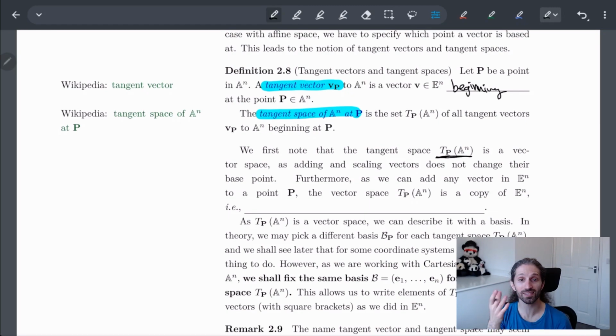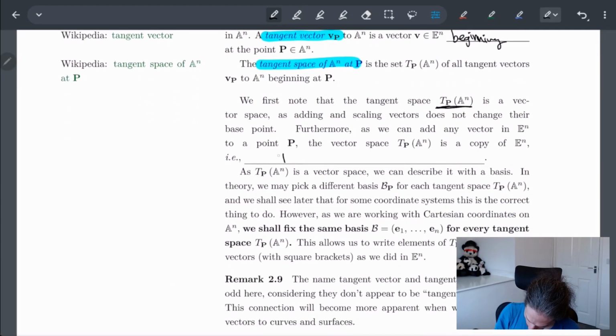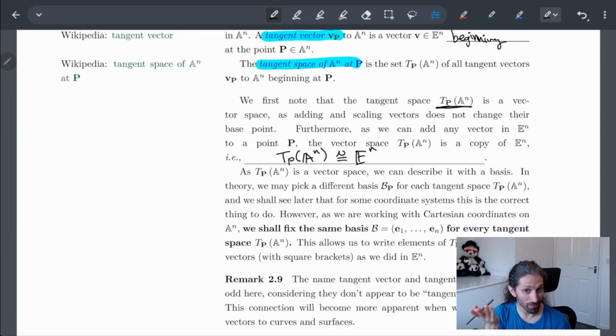And then since we can add any vector in E^n to a point, this T_p A^n is just a copy of E^n. What this is basically saying is that T_p A^n is isomorphic to E^n. So no matter what point we pick, there's going to be a vector space around this point, and this is isomorphic to E^n. And since this is a vector space, we can describe a basis, right?